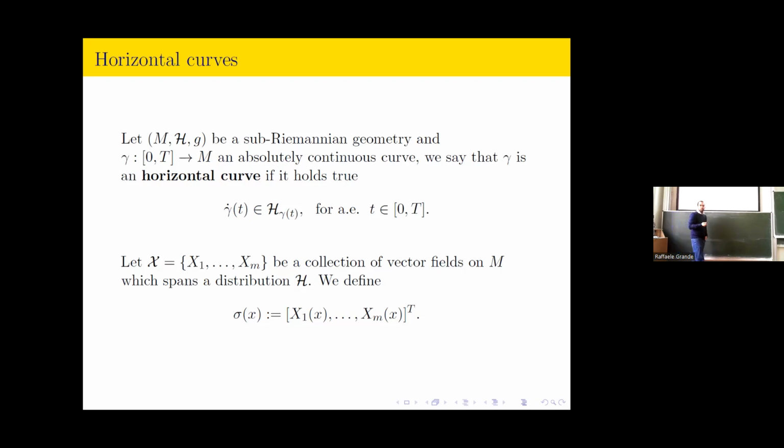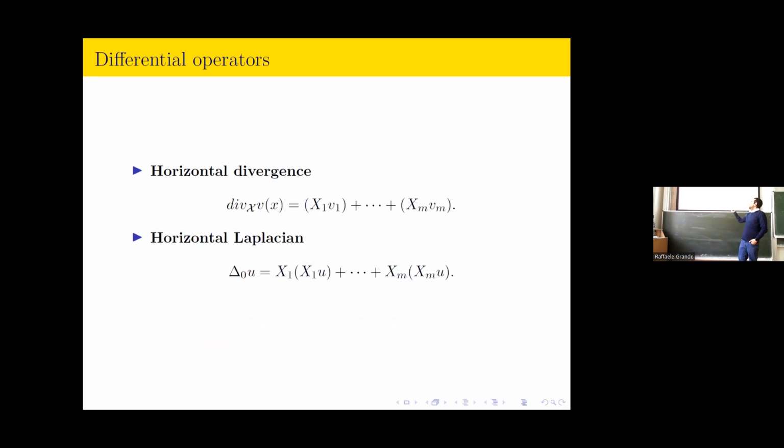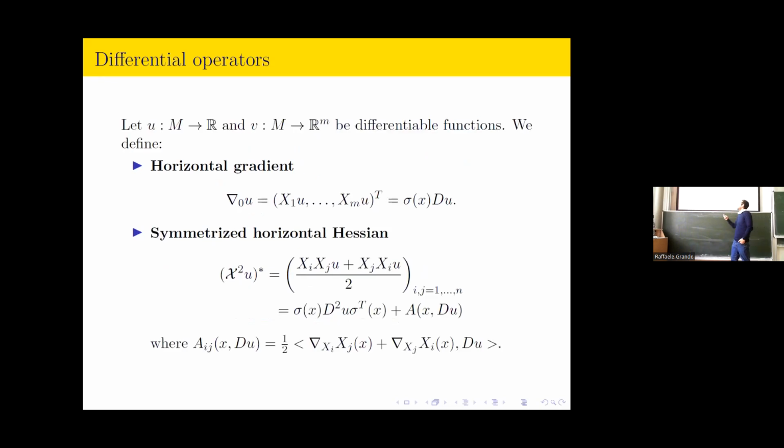That means that the velocity vector belongs, for almost every t, to the space generated by the distribution at gamma(t). And then we can define the following matrix sigma, putting all the vector fields in columns. In this way, it's possible also to generalize the idea of gradient, Hessian, divergence, and Laplacian. Roughly speaking, rather than the partial derivatives, we take the derivatives with respect to the vector fields, x1, x2, and so on.